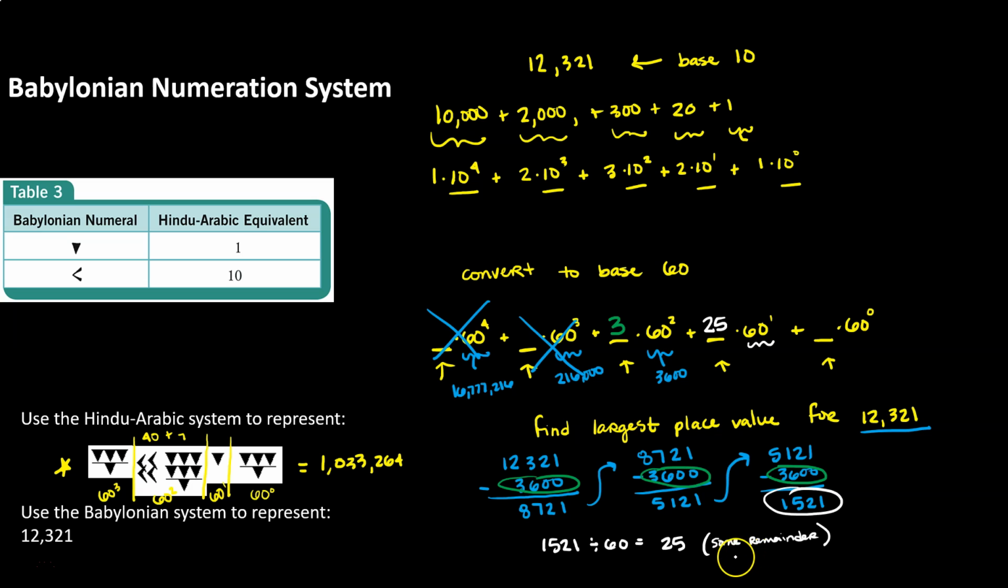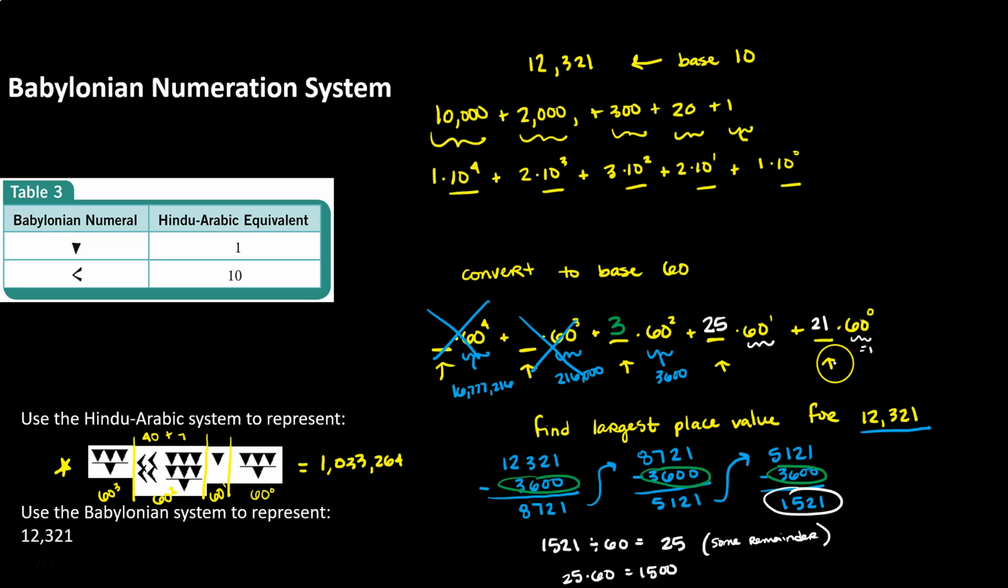We need to know what that remainder is. If I do 25 times 60, I'll see that I was able to remove 1,500. But since we were working with 1,521, we know that the remainder had to be 21. 21 is not big enough to pull 60 out of, so 21 would need to go in this last place value. So the number that we started with, 12,321, we can rewrite in base 60 using 3 in the 60 squared place value, 25 in the 60 to the first place value, and 21 in the units place. Remember, 60 to the 0 is just like multiplying by 1.